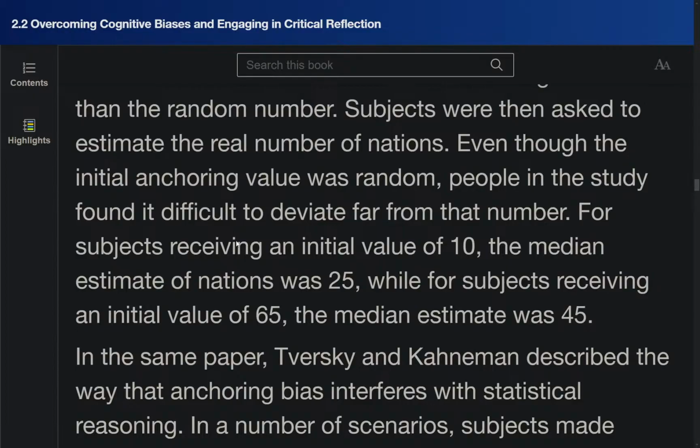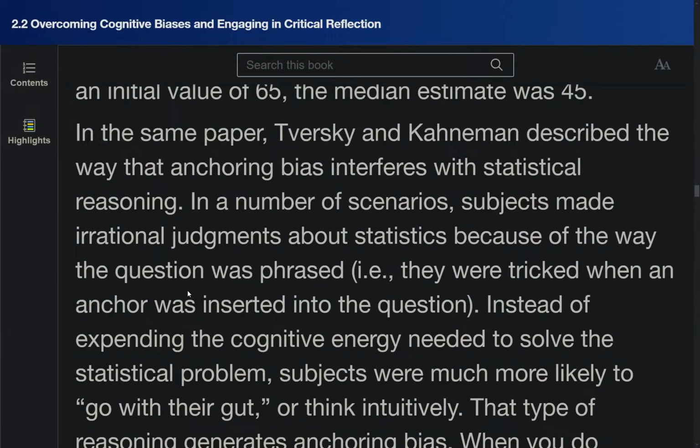In the same paper, Tversky and Kahneman described the way that anchoring bias interferes with statistical reasoning. In a number of scenarios, subjects made irrational judgments about statistics because of the way the question was phrased.